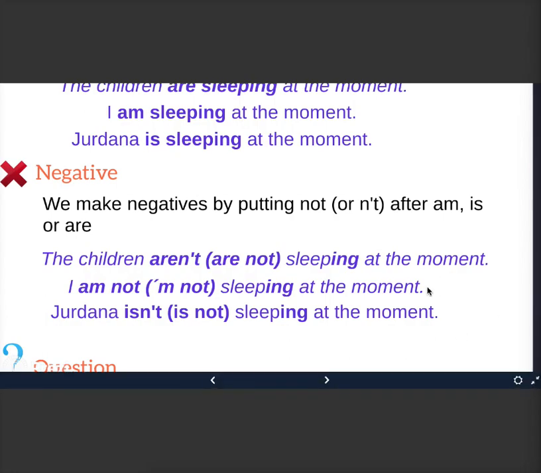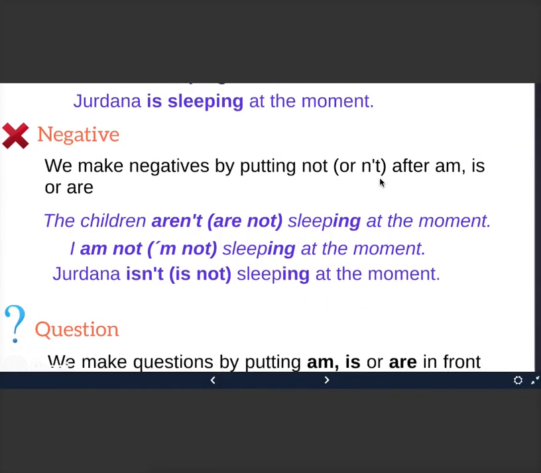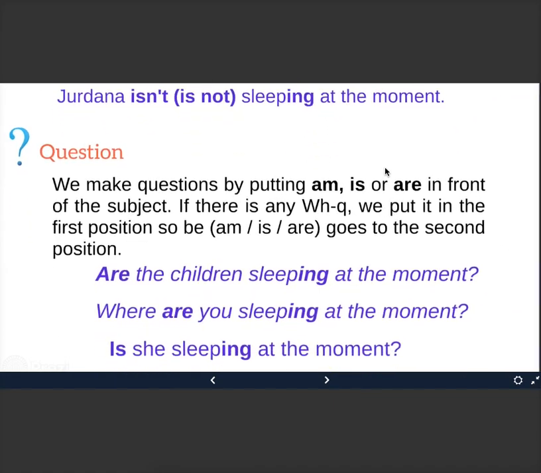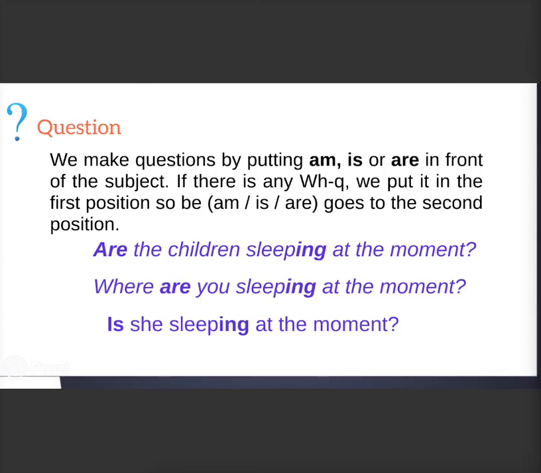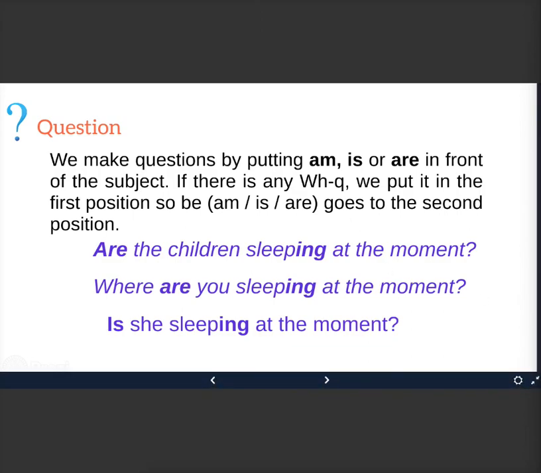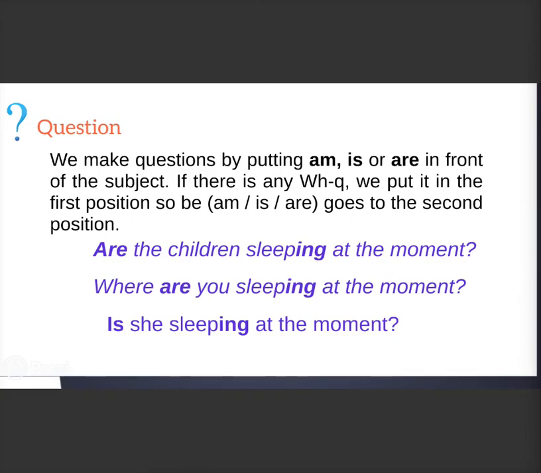Okay, guys. And finally, we are going to talk about questions. How to make questions. We are going to read this part. Questions in present continuous. Samuel, can you please help me reading that part? Samuel? We make questions by putting am, is, or are in front of the subject.